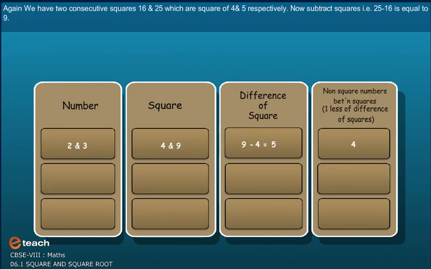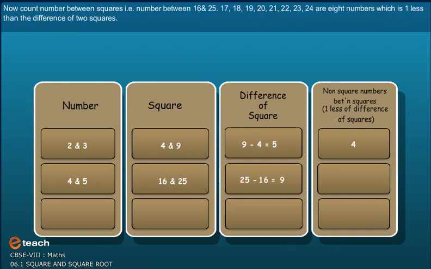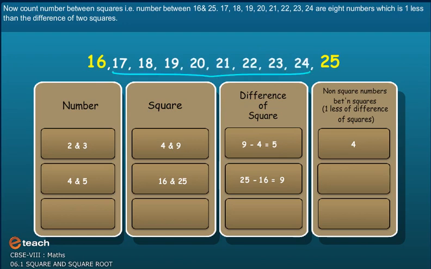Again we have two consecutive squares, 16 and 25, which are squares of 4 and 5 respectively. Now subtract the squares, that is 25 minus 16 is equal to 9. Now count the numbers between the squares, that is the numbers between 16 and 25. 17, 18, 19, 20, 21, 22, 23 and 24 are 8 numbers, which is 1 less than the difference of the two squares.